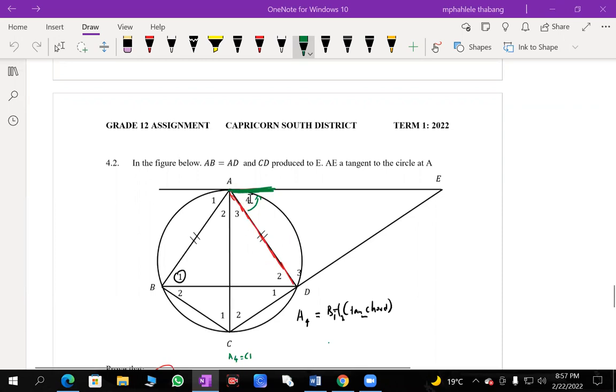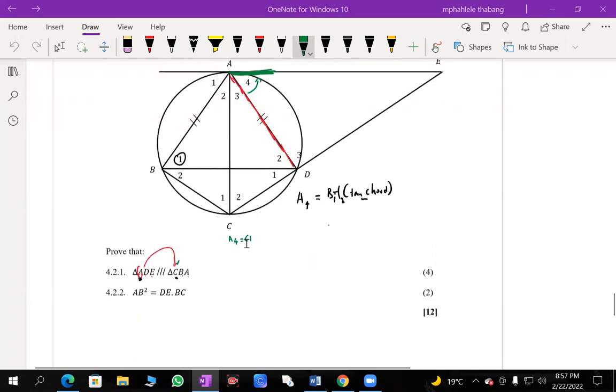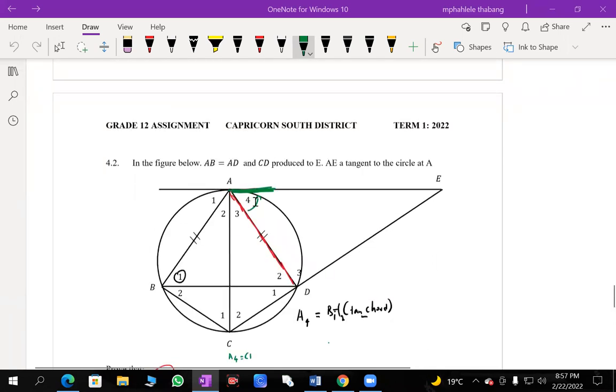Remember, we want angle A4 to be equal to which angle? To be equal to C1, okay? You are getting out of the triangle. This one, I don't like it. Again, we want the triangle ADE. We want angle A4. You really want angle A4 to be equal to angle C1. So your focus should be on the angles A4 and C1.